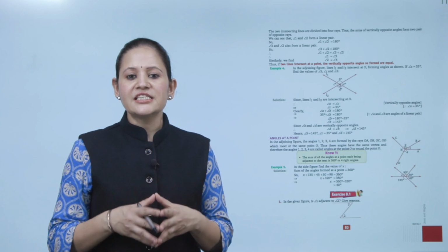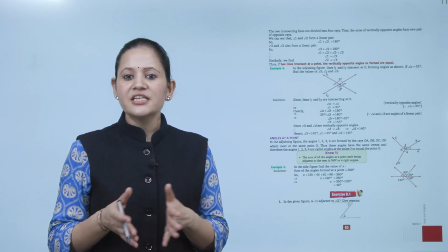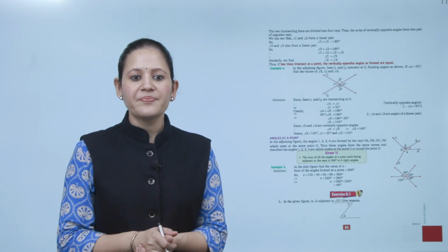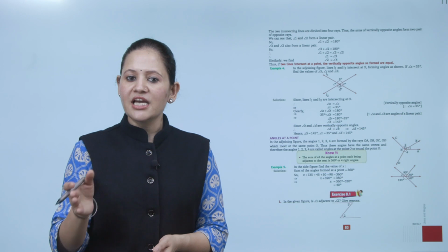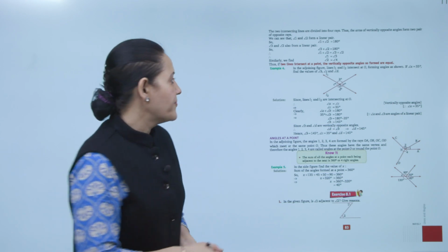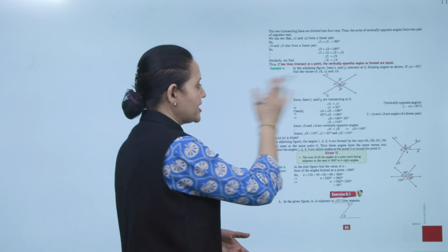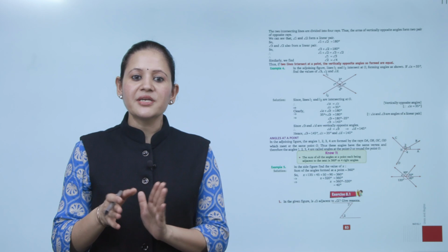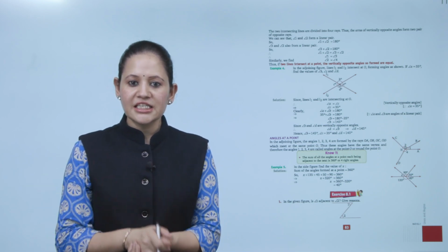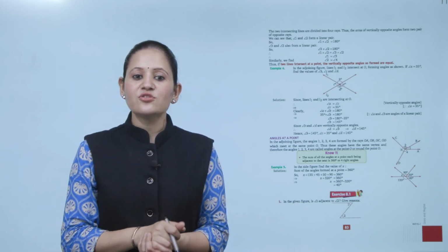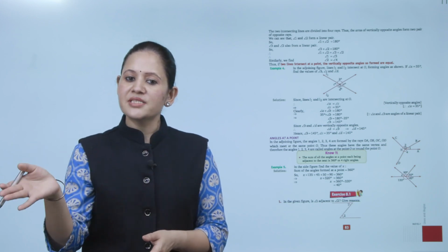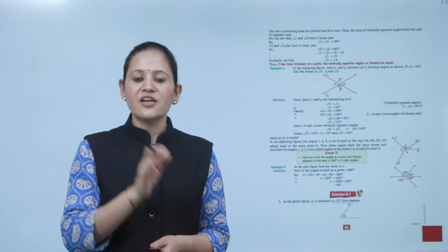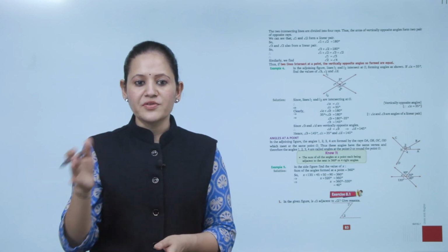The two intersecting lines are divided into 4 rays. Thus, the arms of the vertically opposite angles form two pairs of opposite rays. We can say angles 1 and 2 form a linear pair. Here, angles 1 and 2, which are adjacent, what will they do? They will form a linear pair. Clear? Because what will their sum be? 180 degrees. 1 and 2. 3 and 2 also form a linear pair because the sum of 3 and 2 is also 180 degrees. So angle 1 plus 2 equals 3 plus 2. So we can say angle 1 equals angle 3, or angle 2 equals angle 4.